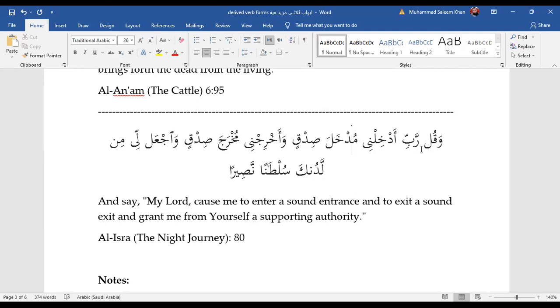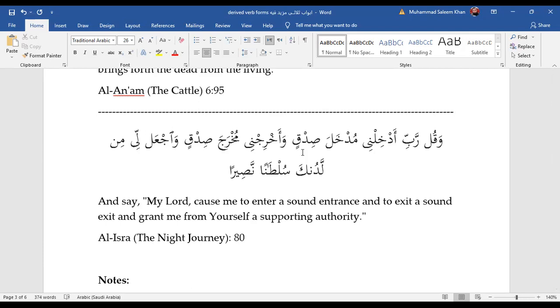Because we are using the extended form of the verb, the adverb of place that has been used is also taken from the same verb form, which is the fourth one. So adkhilni, cause me to enter, or enter me. Okay, so sidqin. Sadaqa yasduqu sidqan. This is the masdar.